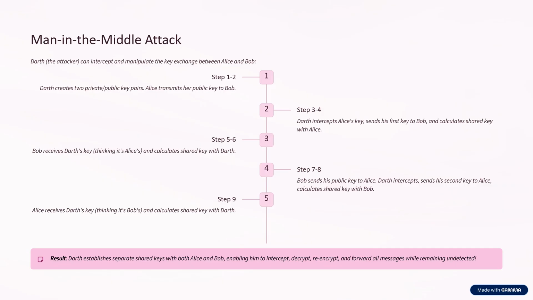To prevent this attack, Diffie Hellman must be combined with authentication mechanisms such as digital signatures or certificates.